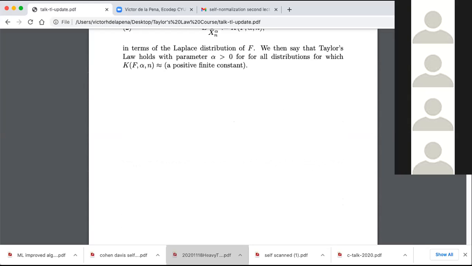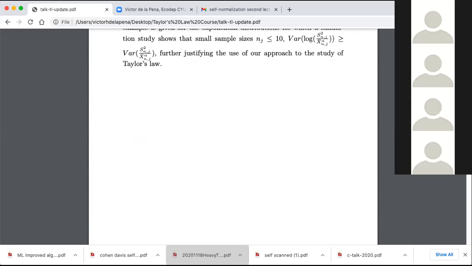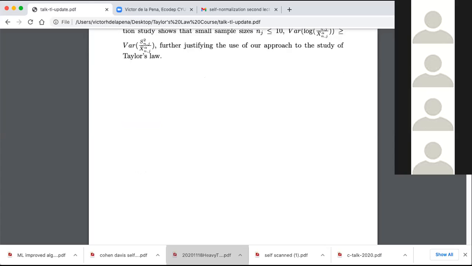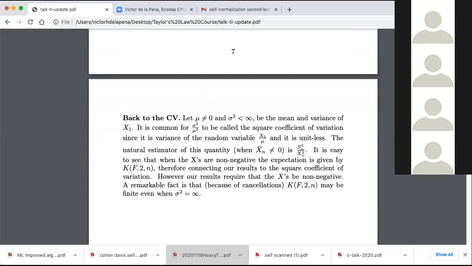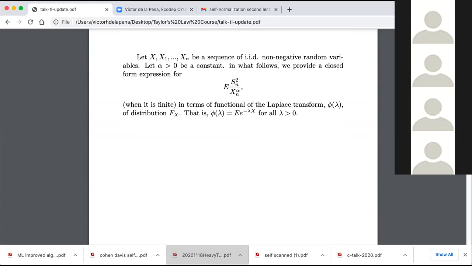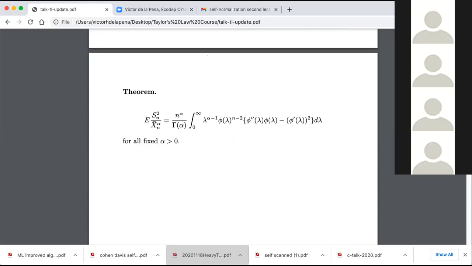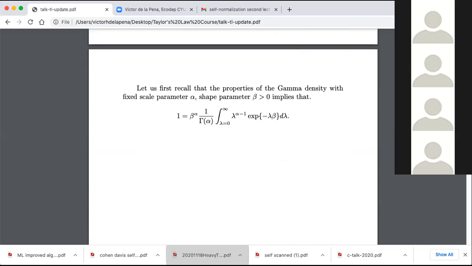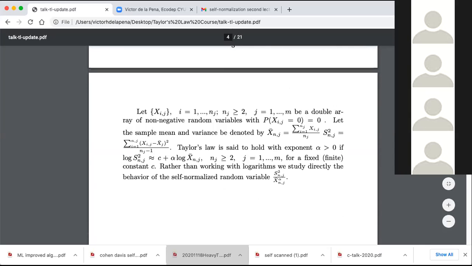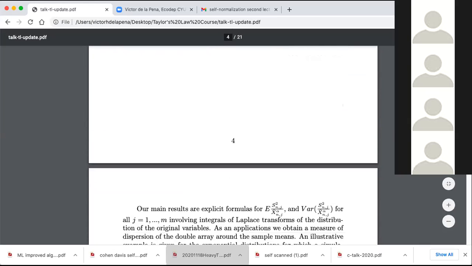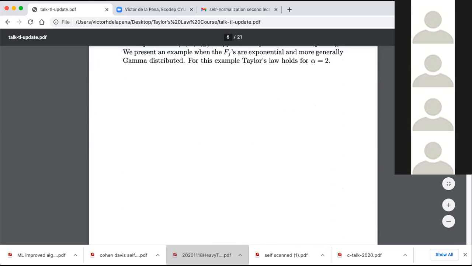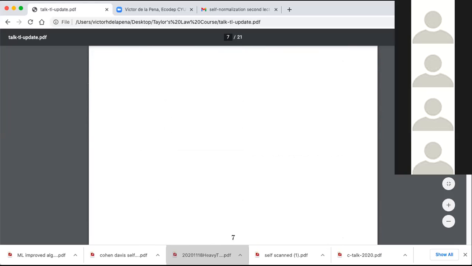I'm sorry about this. I'm going too fast, so let me see. Okay, so the density of the gamma distribution with parameters alpha and beta is basically beta to the alpha. Again, I apologize for that. When I use the mouse, things go very fast.